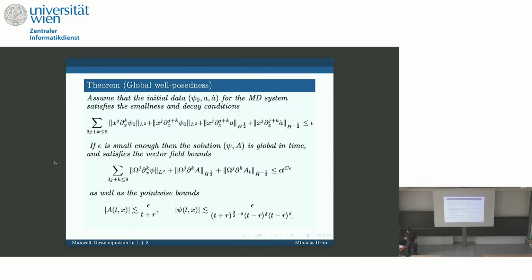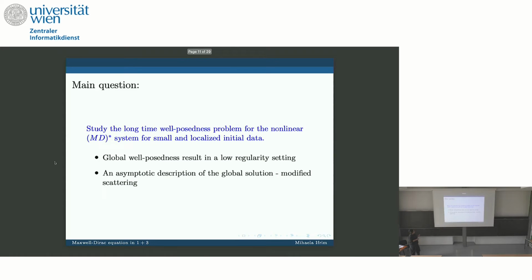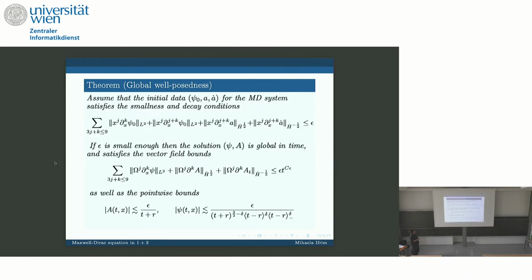So let me tell you what the statements are. Those two main claims I made in here both come separately in a theorem. So let me get there. First of all, the first is the global well-posedness. So I assume I have my initial data. Remember, I told you to remember that this is the electromagnetic potential evaluated at time equals 0, both the position and the velocity.